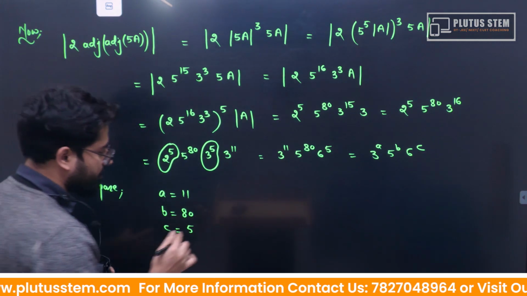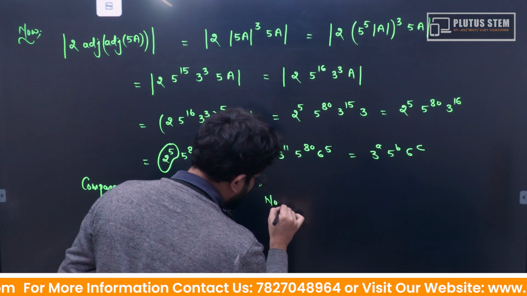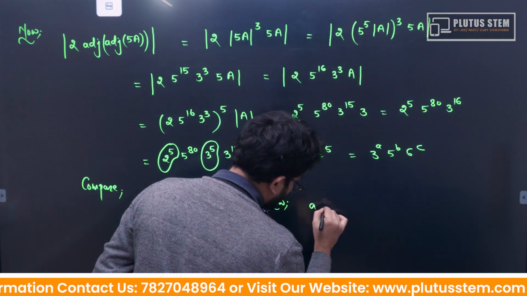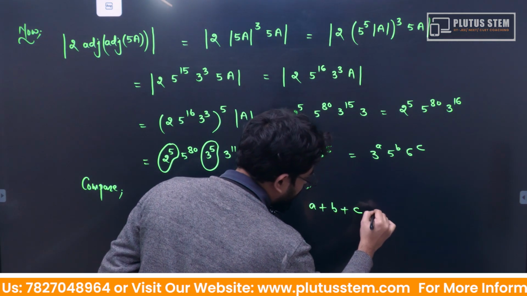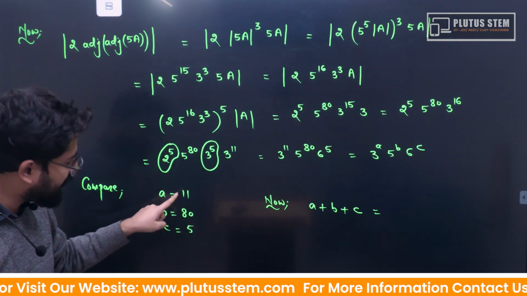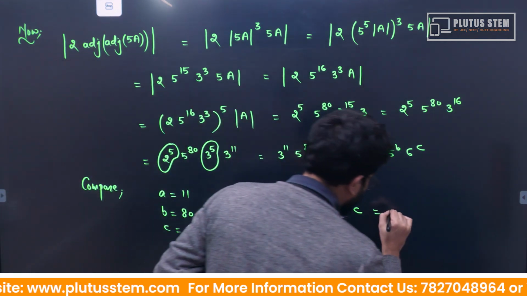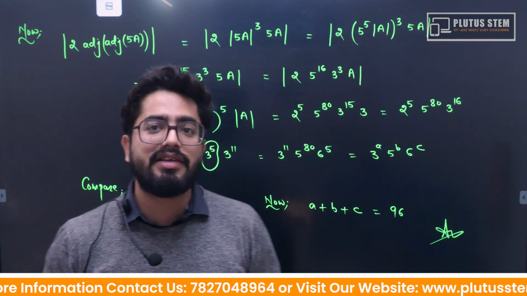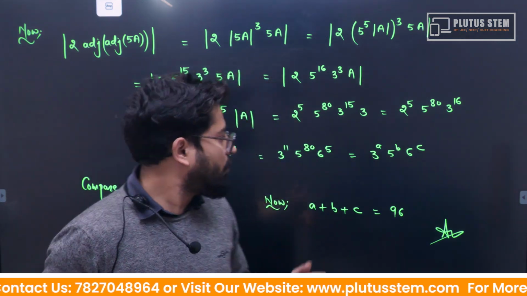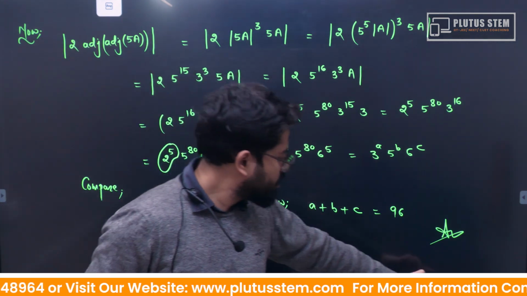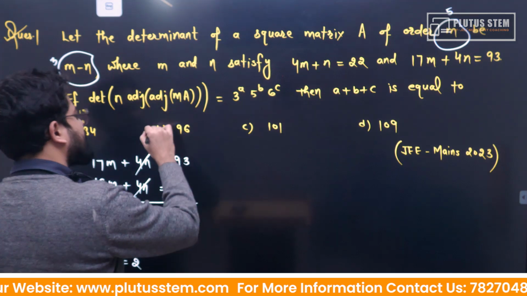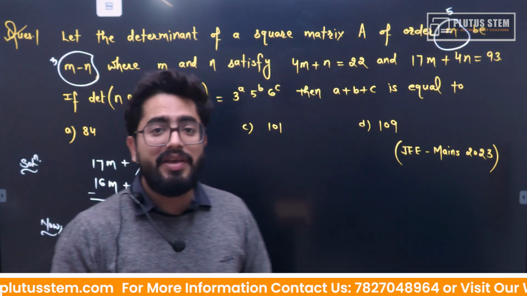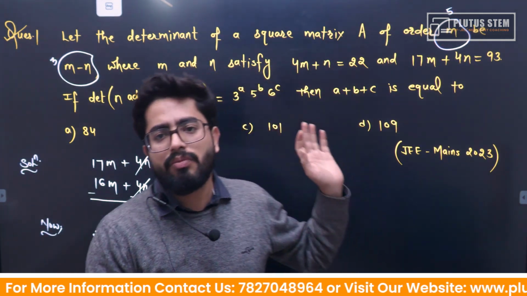Now you can find A plus B plus C. That is 80 plus 11 is 91, plus 5 is 96. So the final answer for A plus B plus C is 96. Which option is the correct one? 96 is option B, so B is the correct option for the given question.